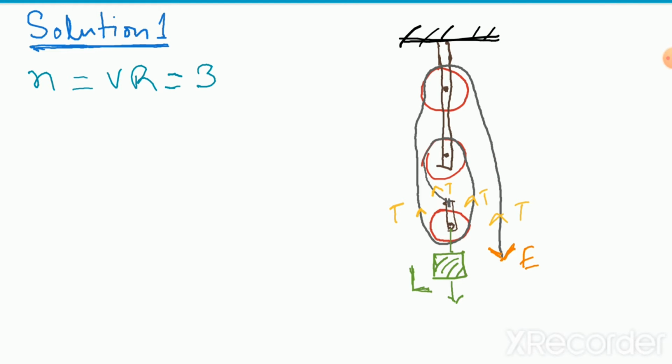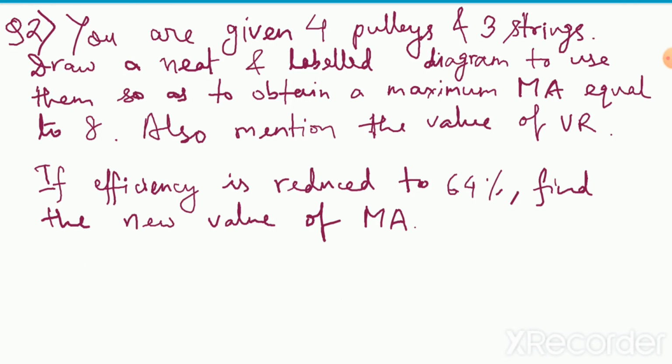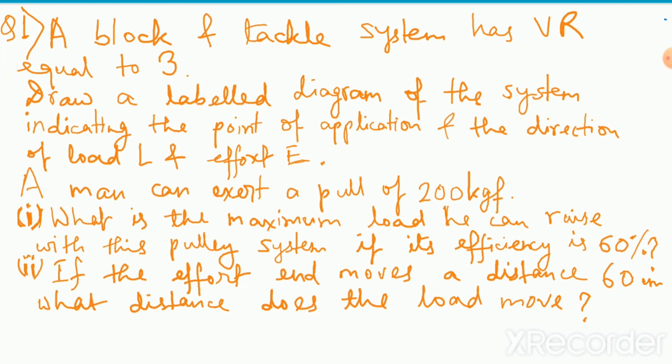Now what is the other question asked in the problem? We have drawn the diagram and shown the directions of the load and the effort. Now it is said that the man can exert a pull of 200 kgf. So I can say that the effort applied by the man, denoted by the letter E, will be equal to 200 kgf. If I convert this into Newtons, I have to multiply it by the value of g, 10 meter per second square. If I do not convert, that will not be a problem.